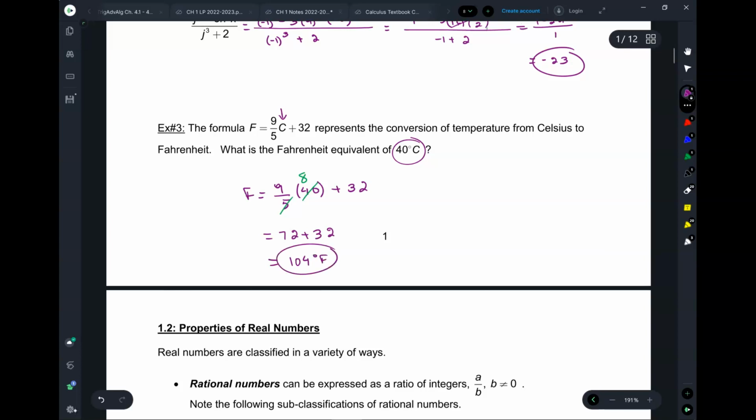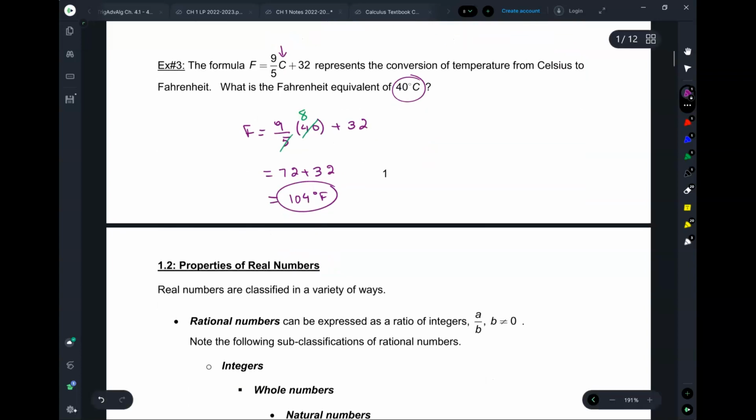Okay? So when we have 104, right? If you're in Israel or if you're in Europe, that's 40 degrees, which is not fun. Okay? All right, so that's pretty much lesson 1. And it could be in all sorts of variations. Again, no calculator.